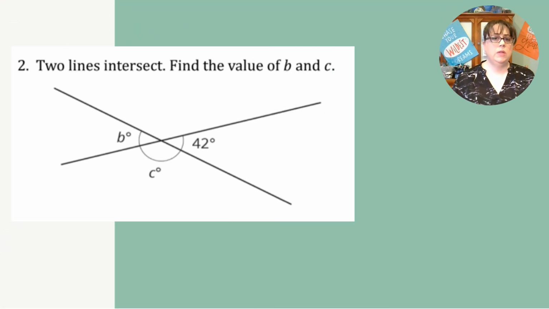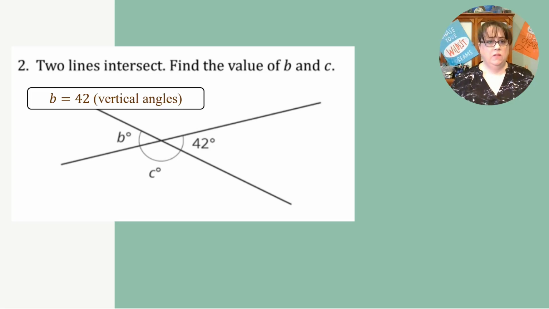So now we have two lines intersecting, and we want to find the value of B and C. When we look at this, we have vertical angles happening and we have supplementary angles happening. The first one that was probably the most apparent was the vertical angles. So B was equal to 42 degrees by vertical angles.